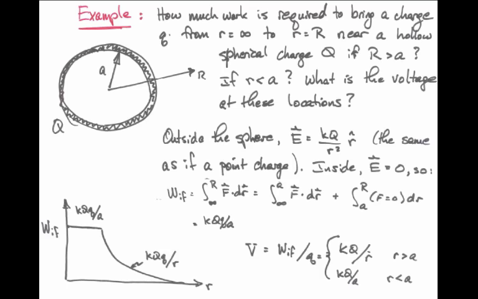If we were to graph this, the work done would be constant if you're at a distance r inside of a, and falling off like 1 over r if you're at a distance r outside of a.